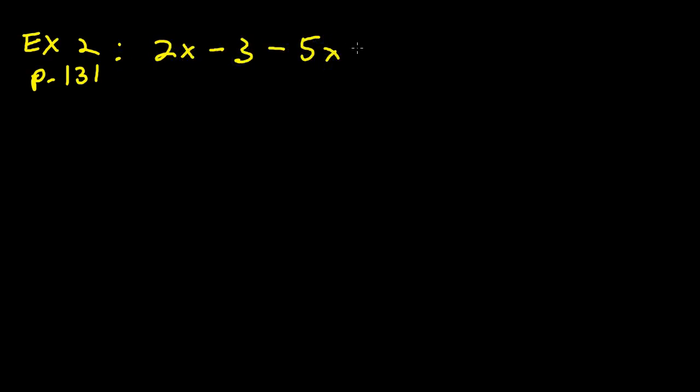All right, so let's try another more difficult example. I'm sure you've all done this before in your math careers. Example 2 on page 131. 2x minus 3 minus 5x on the left equals 13 plus 4x minus 2 on the right. All right, as you can see, we've got variables on both sides of the equation.